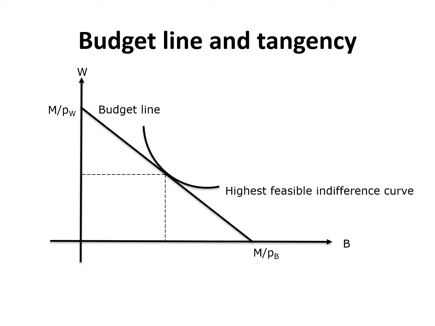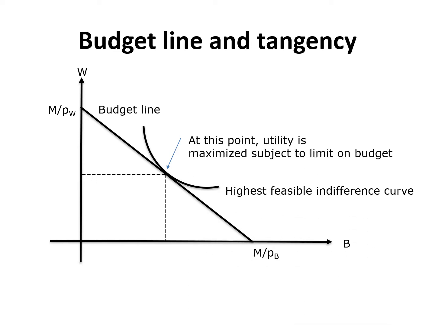So notice that particular indifference curve is just tangent to the budget line. There's other indifference curves that, for simplicity, I don't show on this diagram. The one I do show is tangent to the budget line. And the tangency is at that particular point, which I've pointed to. At this point, utility is maximized subject to our budget constraint. And B star and W star, those are the amounts consumed at the optimal point.